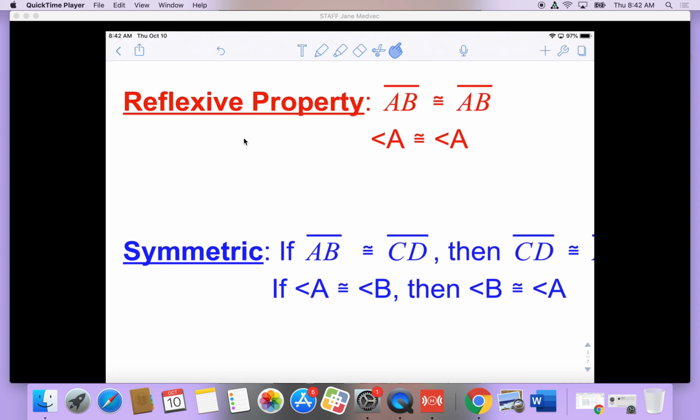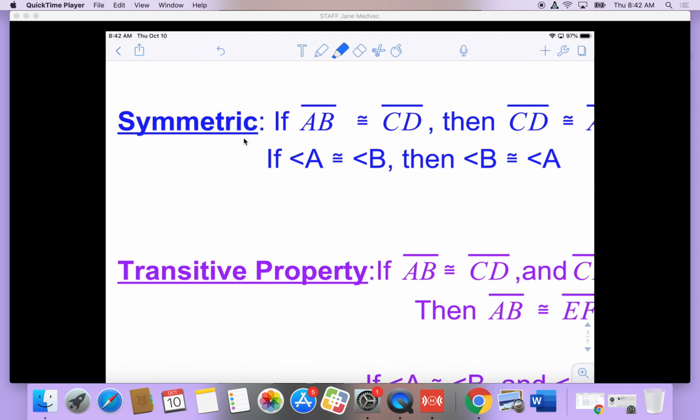What that is: if I have line segment AB on one side, I have line segment AB on the other side. It's kind of like a reflection, I call it, except a true reflection would be flipped, but this isn't flipped. So I think about this as kind of being a mirror, and it's identical on the other side, all right?